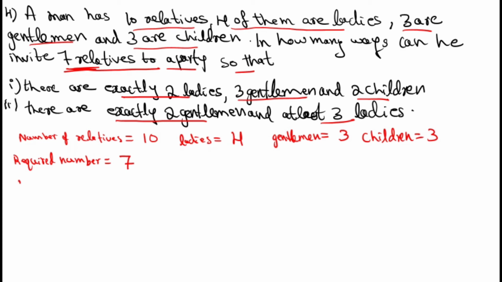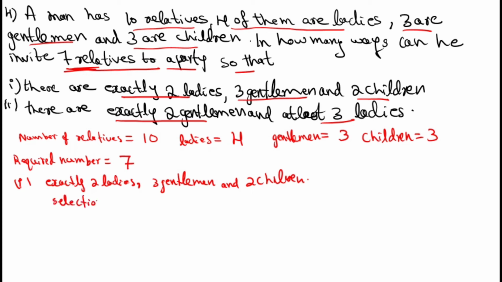See the first case, that is exactly 2 ladies, 3 gentlemen, and 2 children. Okay, now see what are the possibilities for ladies? Selection of ladies. 4 ladies are there. You need to select only 2 ladies. What's the selection of gentlemen?